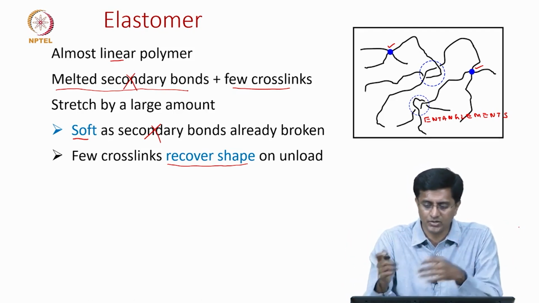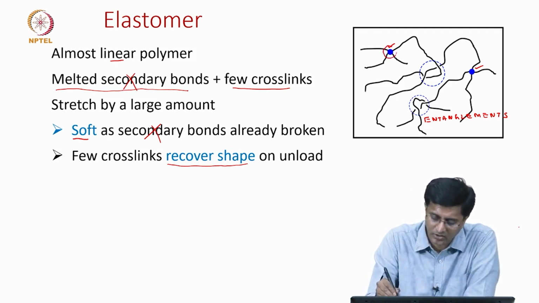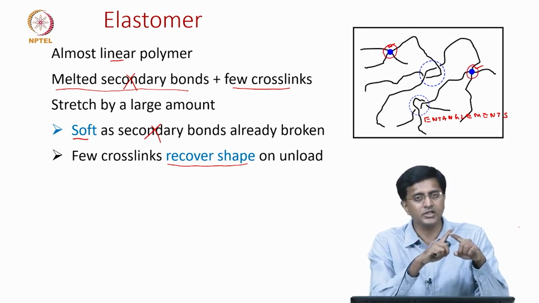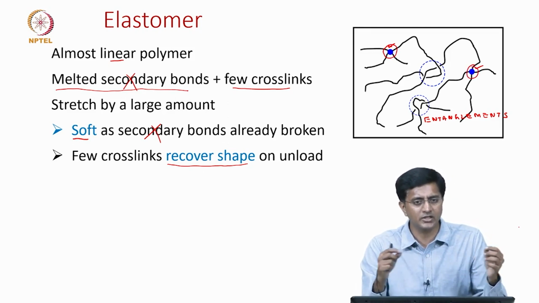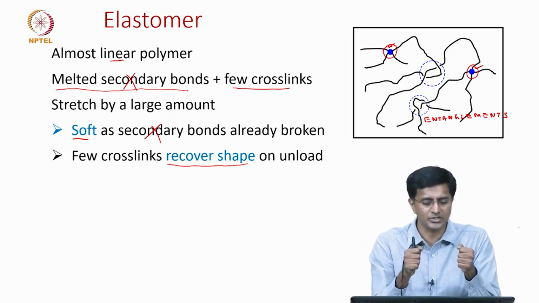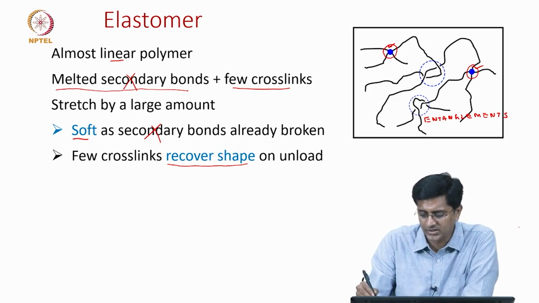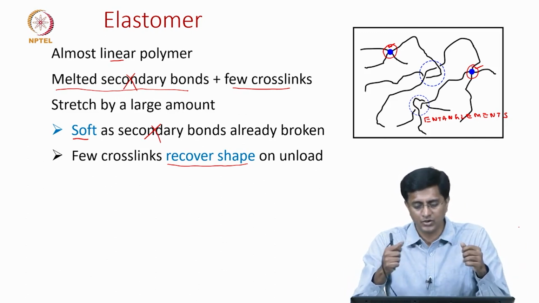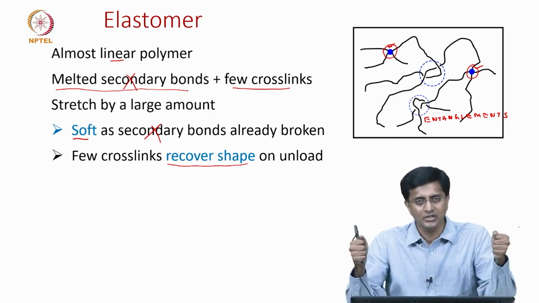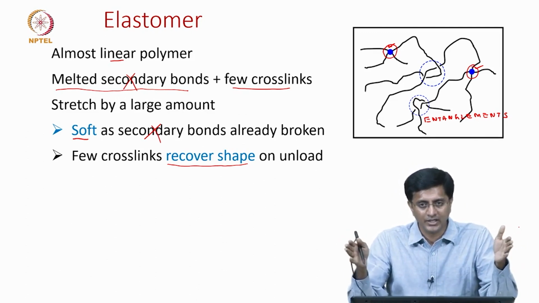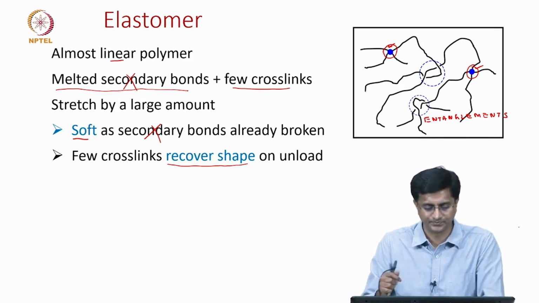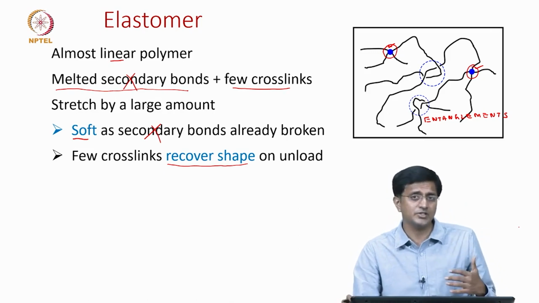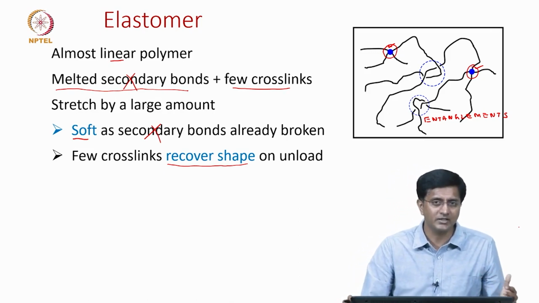The reason why they come back to the original shape is because these cross links do not give up. Since there is a cross link, it is like a memory to the elastomer saying how it needs to come back to the original shape. Not just these cross links, but also these entanglements are almost like a bond. So, these entanglements also ensure that after you stretch and unload, they come back to the original shape. Okay. So, this explains how elastomers are different from thermoplasts and thermosets.